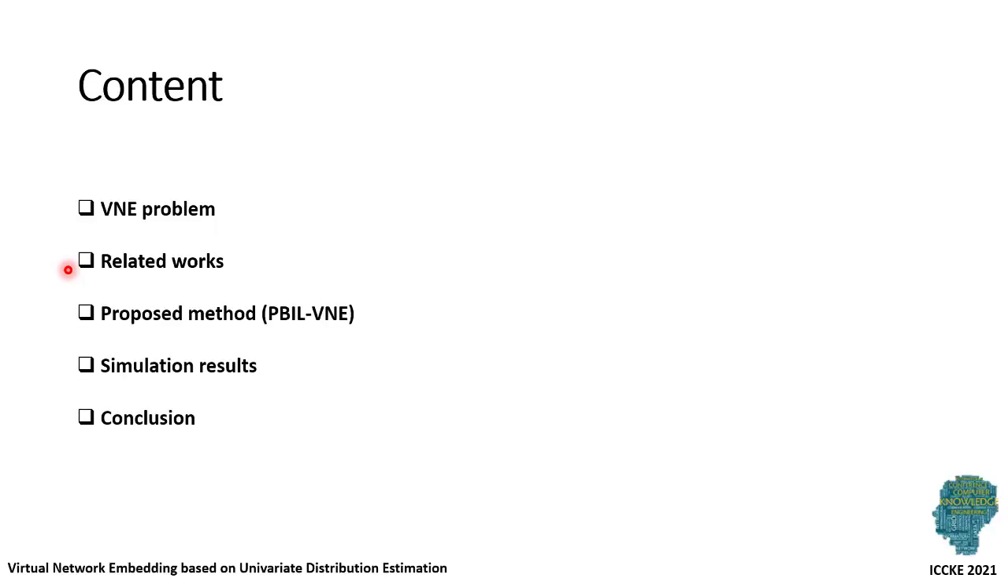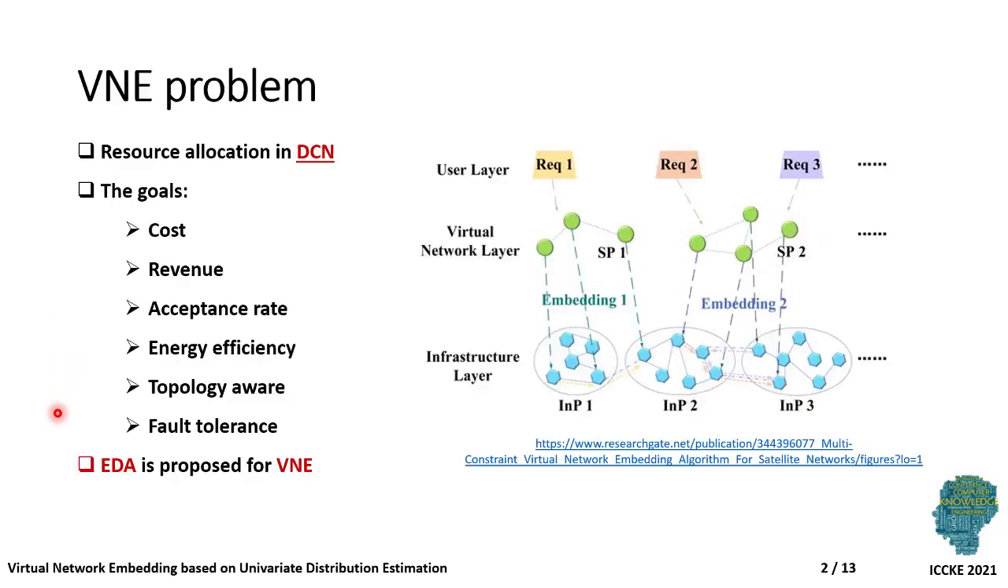The content. At first, I will introduce the VNE problem, then I will review the related works and the drawbacks of the related works. And in order to address the drawbacks, we propose the population-based incremental learning virtual network embedding. And the last thing is the simulation result and also the conclusion.